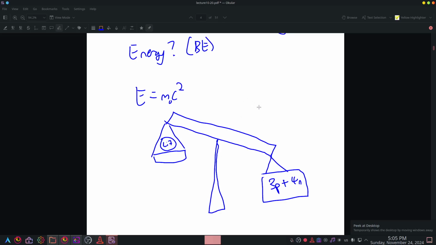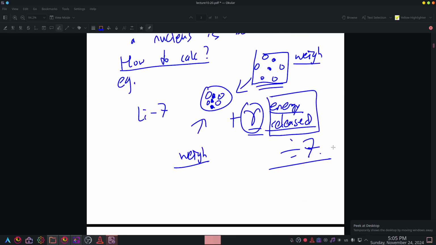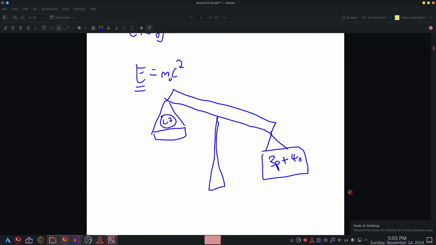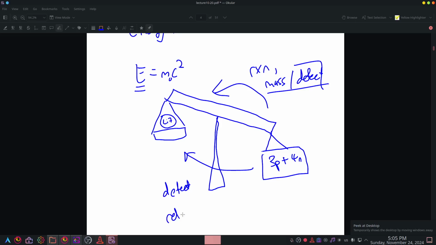Why are the 3 protons and 4 neutrons heavier than the lithium-7? Because when you release the binding energy, you actually lose some of the mass. There's so much energy released that you can actually measure this mass loss. Since the energy was lost as gamma photons, this whole system actually lost mass. That's why we call this the mass defect. Why is it called a mass defect? It is a defect relative to protons and neutrons.